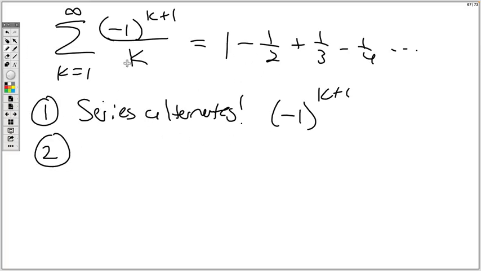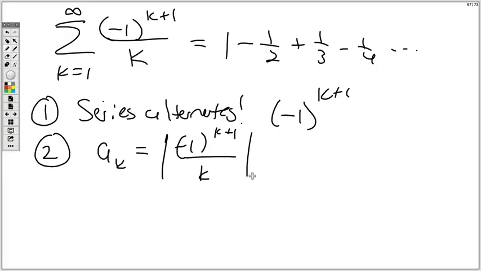2. Now, we look at the a sub k's here. In the alternating series test, the a sub k's are not the terms themselves. They're the positive parts of the term. So they're basically the terms ignoring the signs. So the a sub k would be the absolute value of these things, which would be the 1 over k.